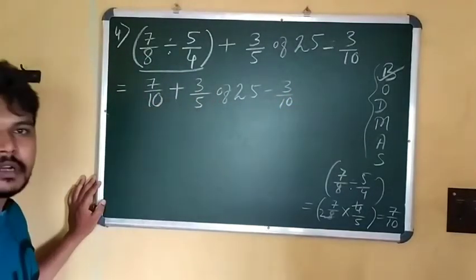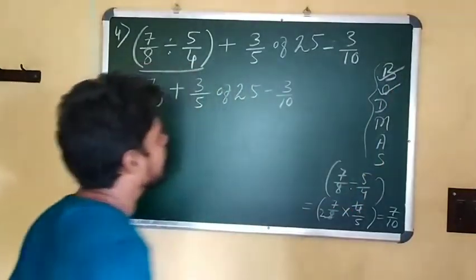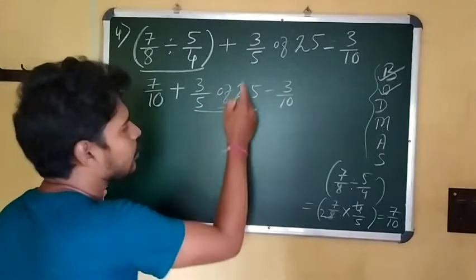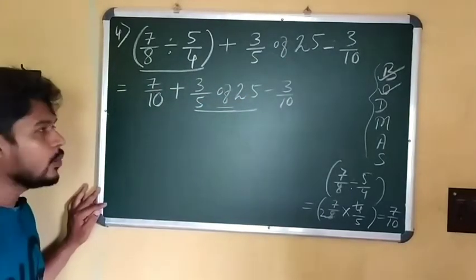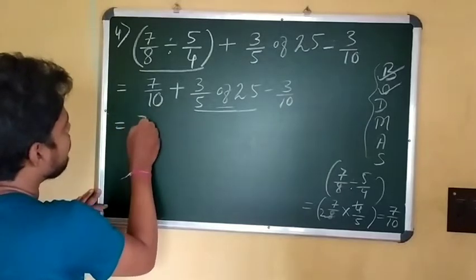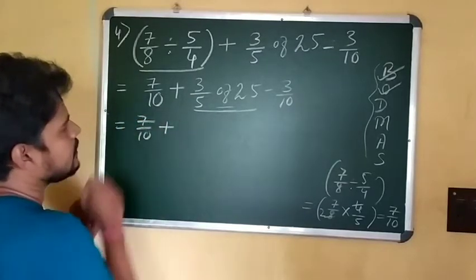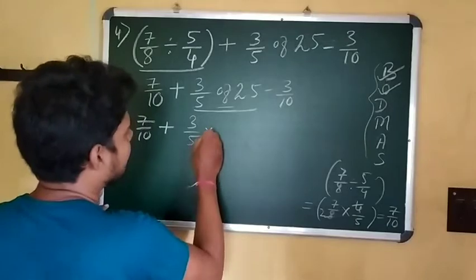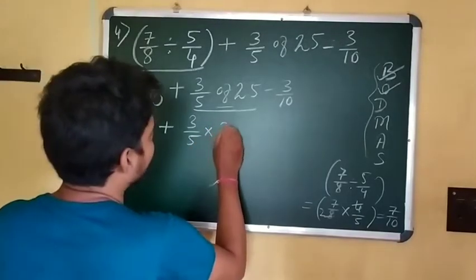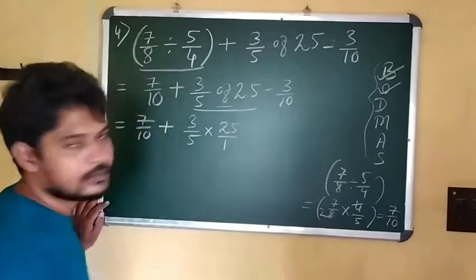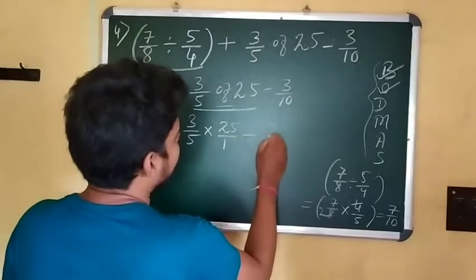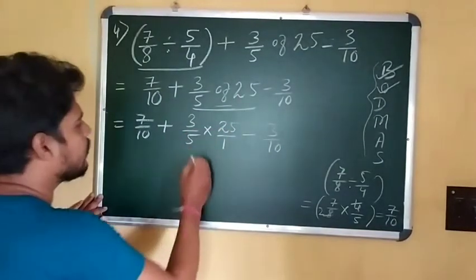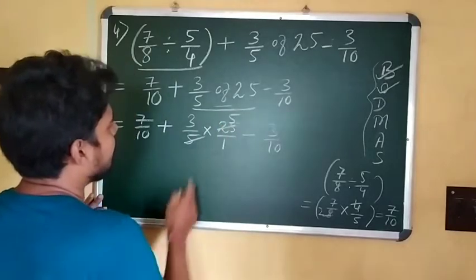Then what is written in the BODMAS rule? Of. Now you can find in this numerical expression that 3 by 5 of 25 is written. Then what to do? When of is written, you just write down 7 by 10 as it is written, give the plus sign. For 3 by 5, you replace of by giving the multiplication sign. Okay. So you write down 25 by 1. Then minus 3 by 10. Then what to do? When you multiply 3 by 5 with this 25 by 1, you just cut this down.